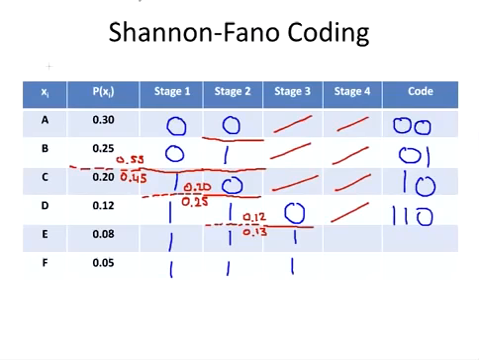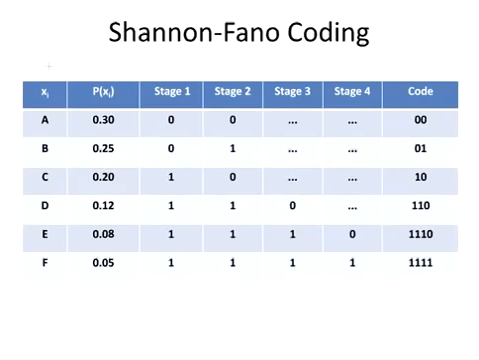There's only one way we can partition the remaining set E and F here. So 0 and 1. So E is coded as 1110. F is coded as 1111. And that ends our presentation. So looking at it again, that's how we would code it there. That is Shannon Fano.